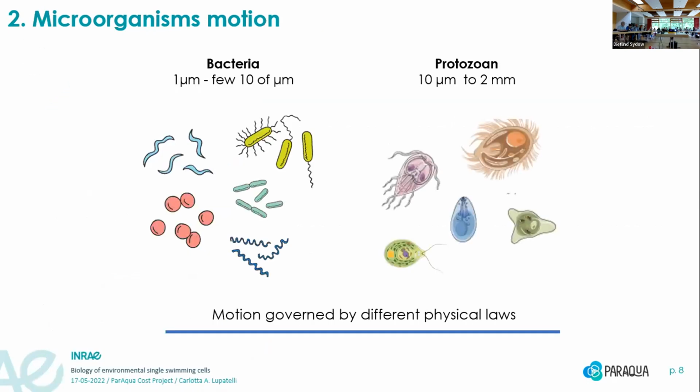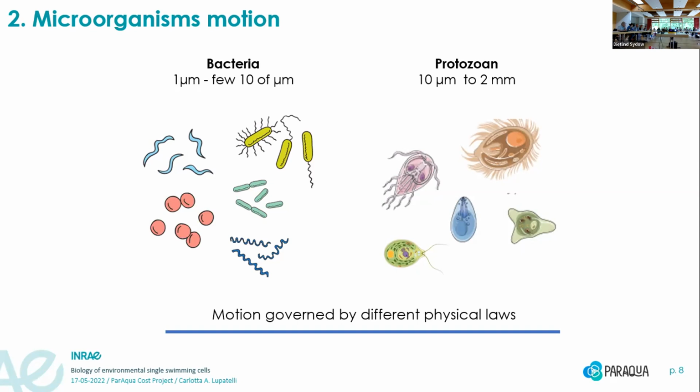Once again, I think that the interest, not of everybody, but of the majority, is to understand this kind of dynamics in the context of a microorganism. When we speak about microorganisms, we can make a main distinction between bacteria, which are characterized by small size, between 1 micrometer and a few micrometers, and protozoa, which are characterized by larger size, between 10 micrometers and 2 millimeters.